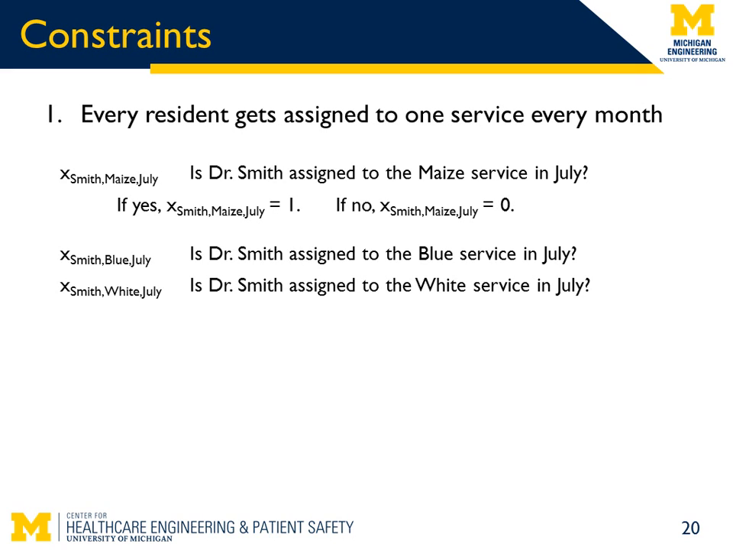All the variables need to sum to 1. Exactly. That's exactly it. So your decision for Dr. Smith in Mays, plus in blue, plus in white, that all adds up to 1 in the month of July.